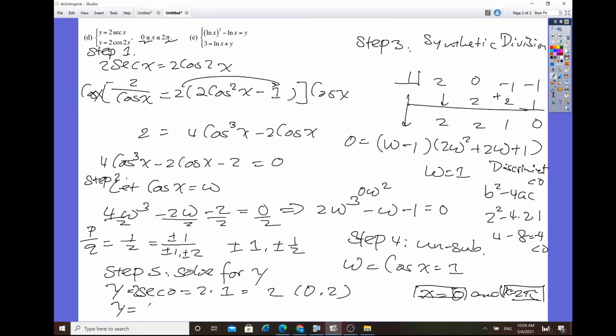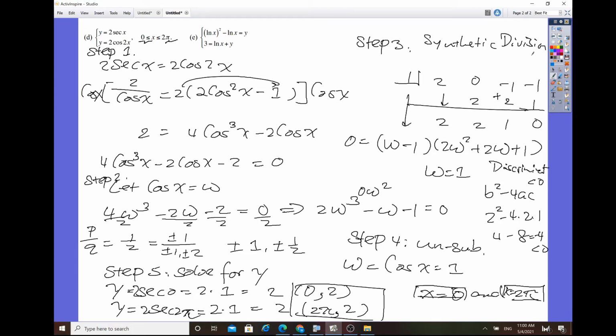And what about if x equals 2 pi? Would that be the same y value? It is. So 2 times secant of 2 pi, that's 1. 1 times 2, then that'll be 2. So this one would be considered 2 pi, comma 2. Okay, so we do have 2 points of intersection of the secant and the cosine of 2x functions.